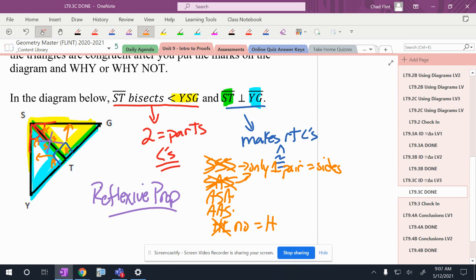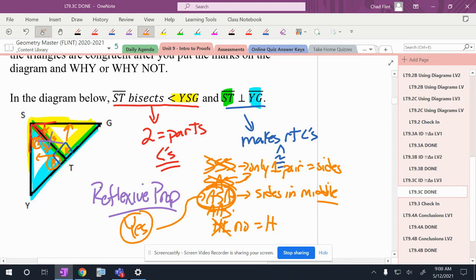So now I look at these 2 things. This one right here, the sides are in the middle. Okay, that is exactly what's happening because the angles are, say, here and here in the blue triangle, and the sides are right in the middle. So this one is, yes, they are congruent because of angle, side, angle, because the side is in the middle.